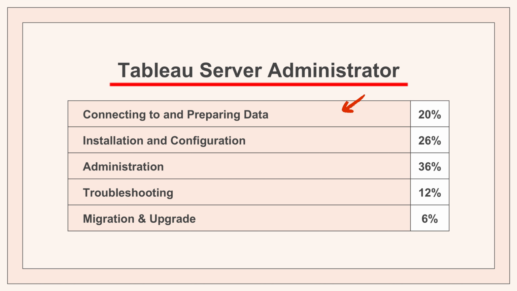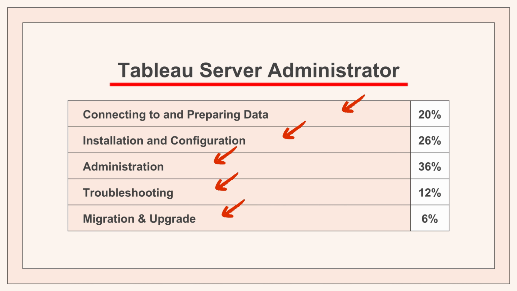So first up, connecting to and preparing data, that's about 20% of the exam. Then there's installation and configuration, a bit bigger at 26%. The largest chunk, and this really highlights its importance, is administration itself, that's 36%. Right, the day-to-day stuff. Exactly. Then you've got troubleshooting, which is 12% because things do go wrong. And finally, migration and upgrade, which is smaller at 6%. Together, these really cover the whole life cycle: getting data in securely, setting things up, keeping it running, fixing problems, and evolving the system over time.